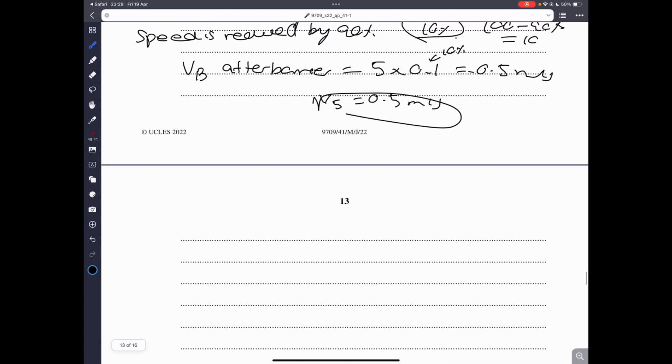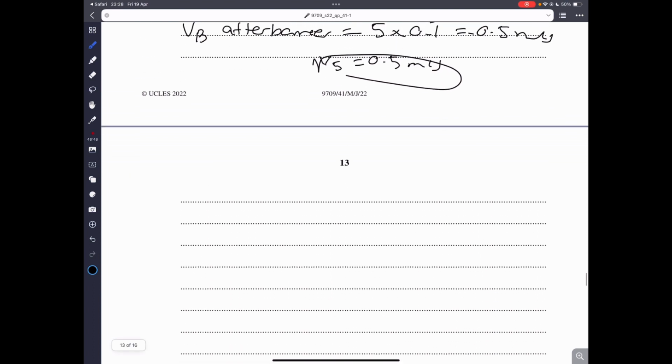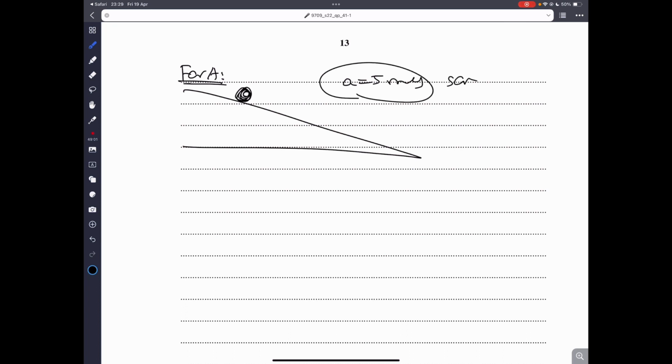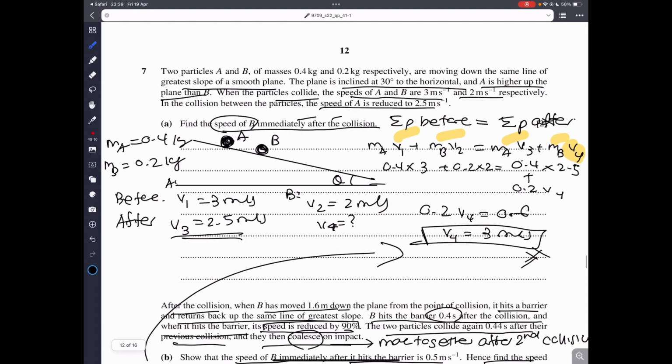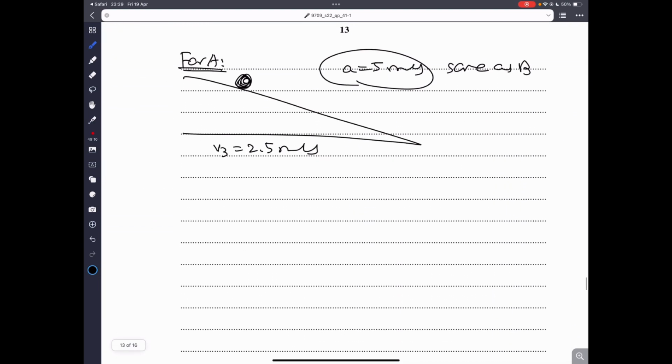Now it asks to find the speed of the combined particle. So we have to draw a diagram. For A, we can see that the particle is going downwards. The acceleration is still the same, 5 meters per second squared, the same as B. So V3 is equal to 2.5 meters per second. Where do we get V3? V3 is given in the question above. Remember to always recheck the question because the questions are often connected.